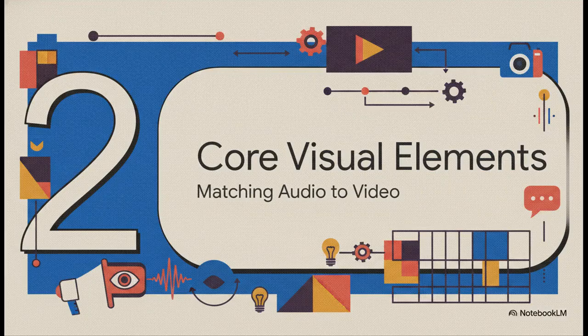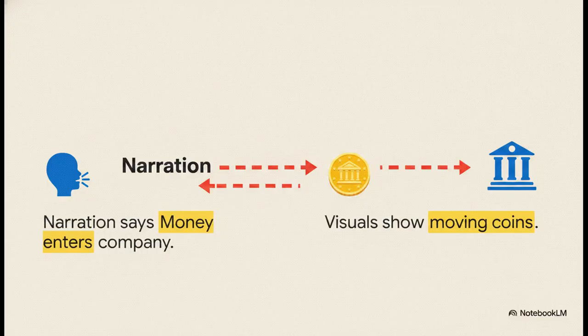Moving right along to Section 2, defining core visual elements. Because in a stellar explainer, the visual is just as important as the vocal. This brilliantly illustrates the golden rule of visual style. Every single spoken sentence must have a matching visual. There can be absolutely no empty screens. If the narration says, money enters the company, you need to see coins moving into a building icon. If you say growth, show a rising graph. Don't just show a picture of a random happy guy in a suit.